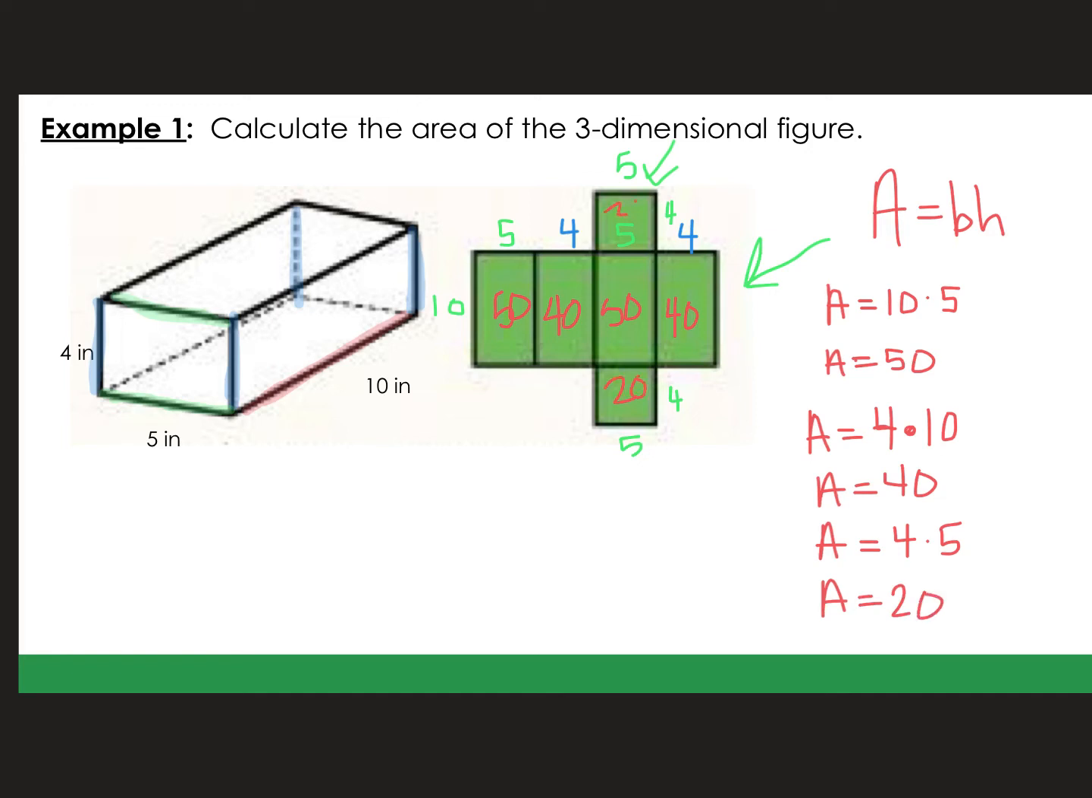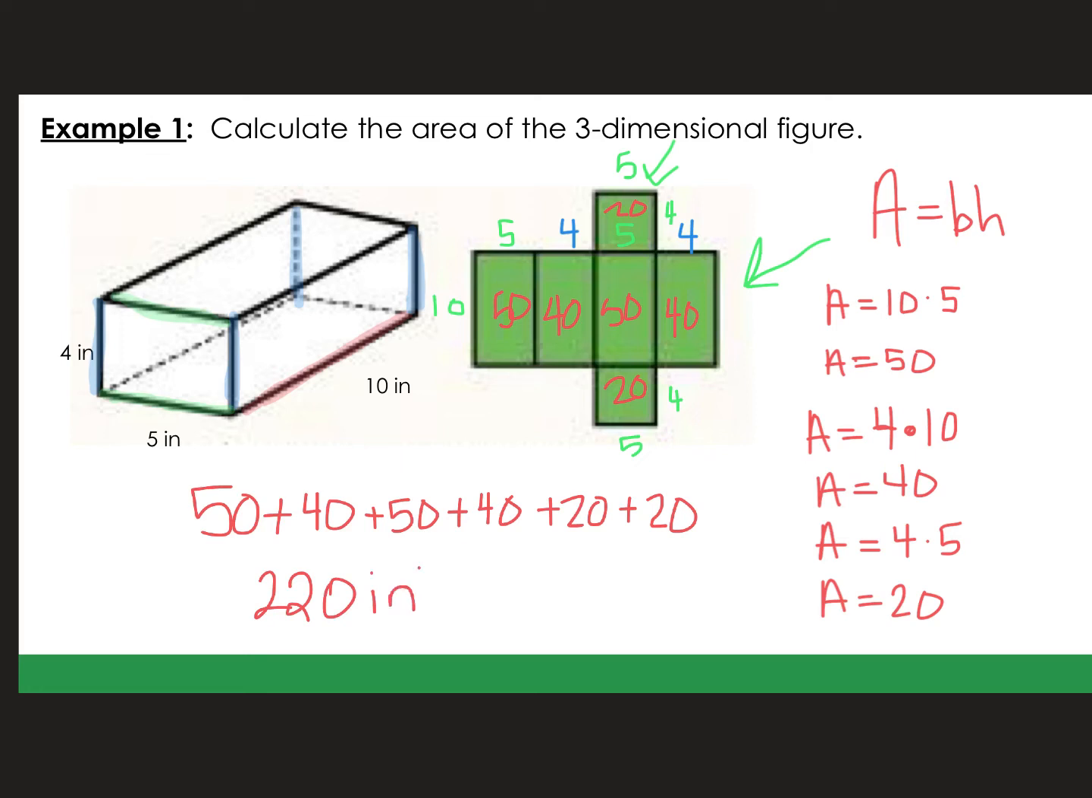Just write it in. And then we're going to add those up. So it's going to be 50 plus 40 plus 50 plus 40, and then plus my 2 ends. Area always has the units squared. So if I add all those up, I will get 220 inches squared. And that is the surface area.